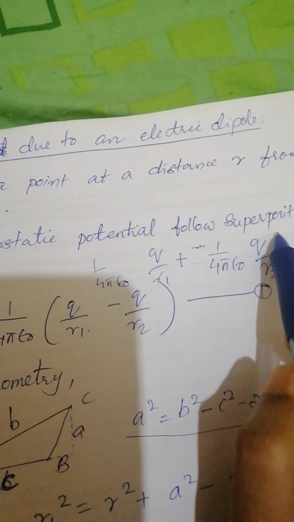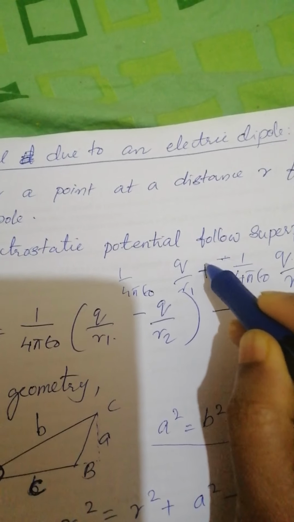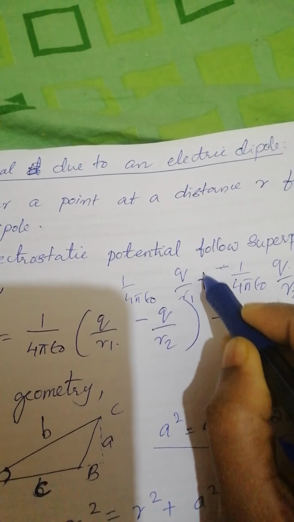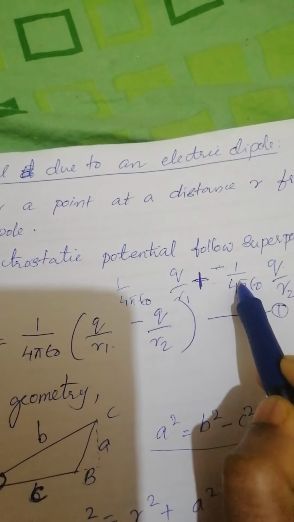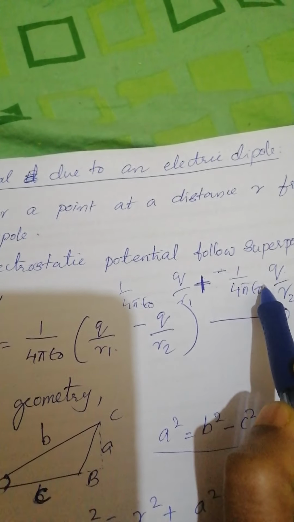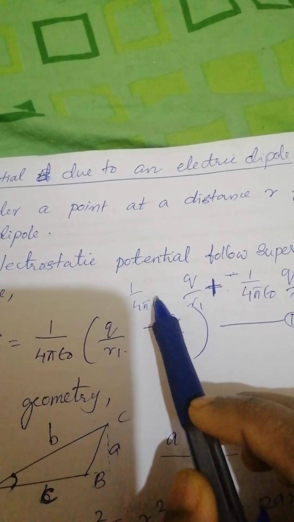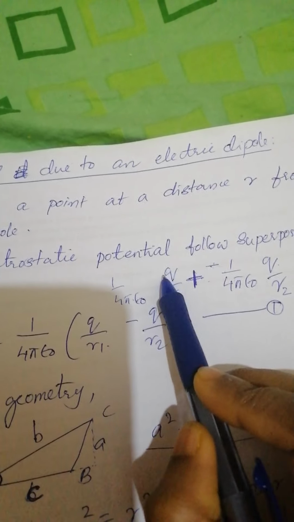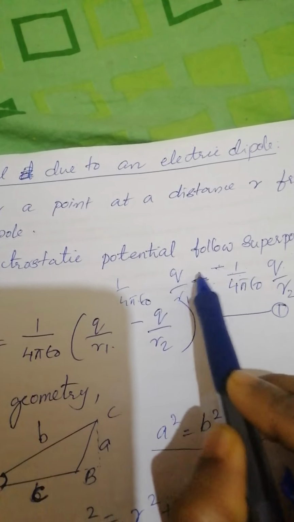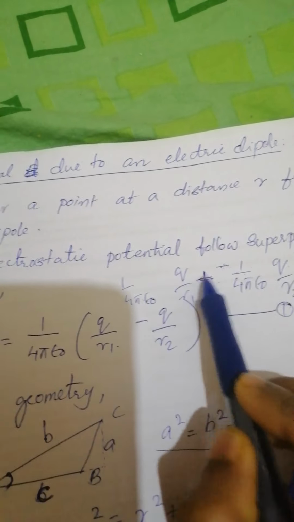because the potential follows the superposition principle. That is, if there are potentials at a point due to many charges, that is equal to the sum of individual potentials. Here we have considered two charges, plus q and minus q. That's why here the sum of two potentials. So this equation can be changed like this, because 1 by 4 pi epsilon 0 is common. That is, first one is q by r1, minus q by r2.